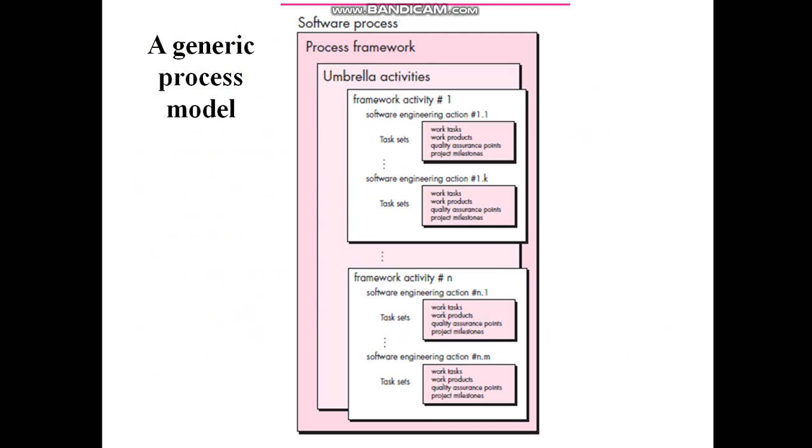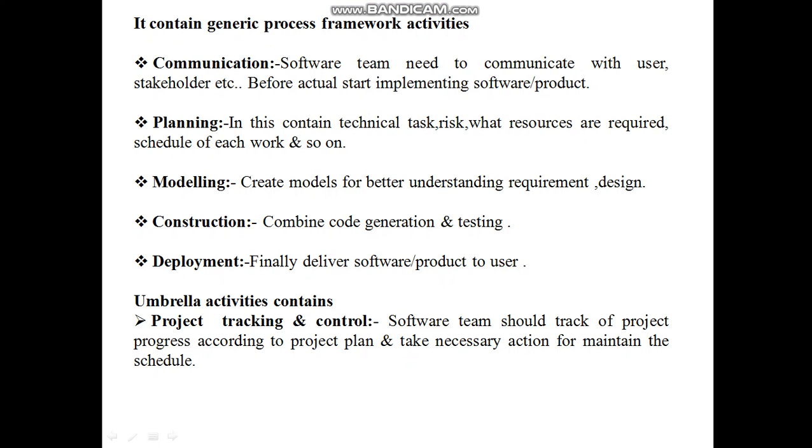The next, additionally, is umbrella activities. The first umbrella activity is project tracking and control. In this, the software team should track the project progress according to the project plan, and take the necessary action to maintain the schedule. That means if your project is not going according to the plan, then we should take some action. This is nothing but project tracking and control.